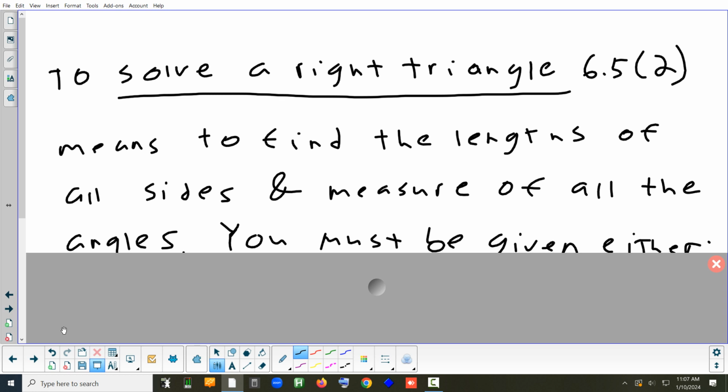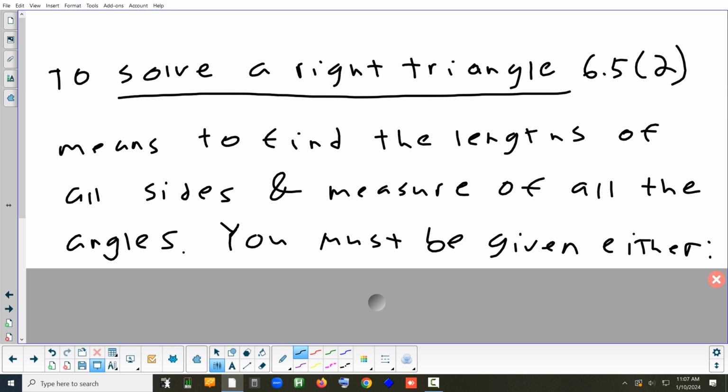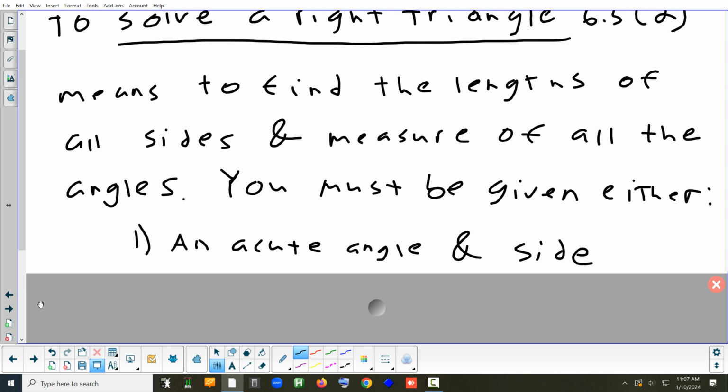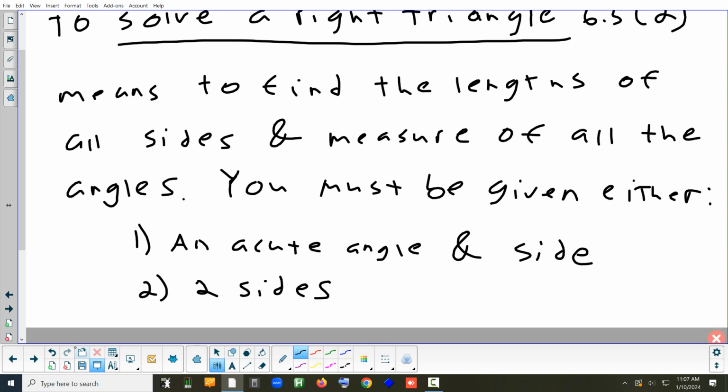So what do you automatically know? You know one of the angles, it's going to be a right angle. So there's one thing you already know. And in addition to the right angle, I need to give you some other information. There's 2 cases that you could have. I can either give you, in addition to the right angle, one of the other angles and the length of one of the sides, or I can just give you 2 of the sides. Depending on which case you have, it's going to change how you solve.